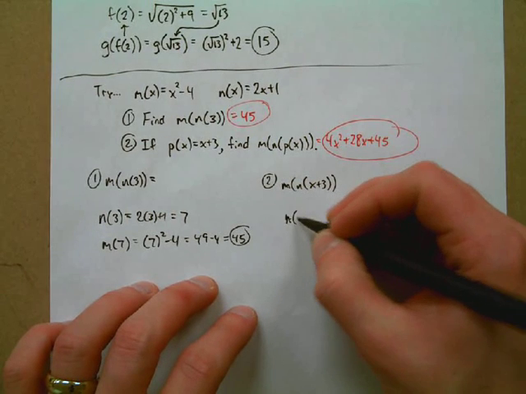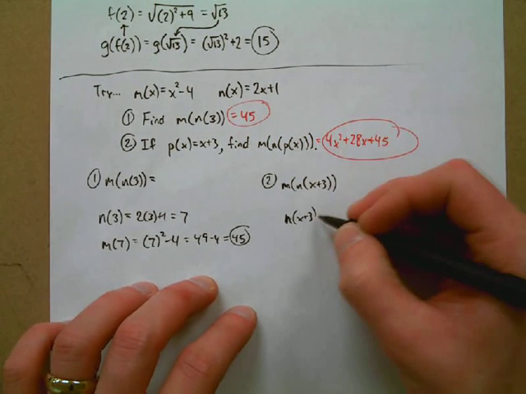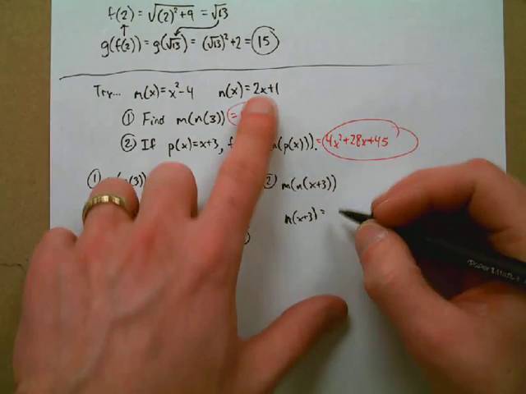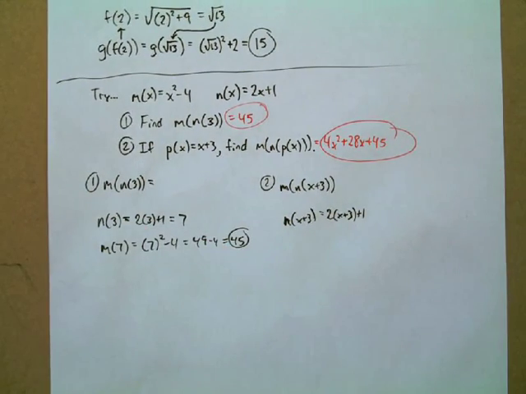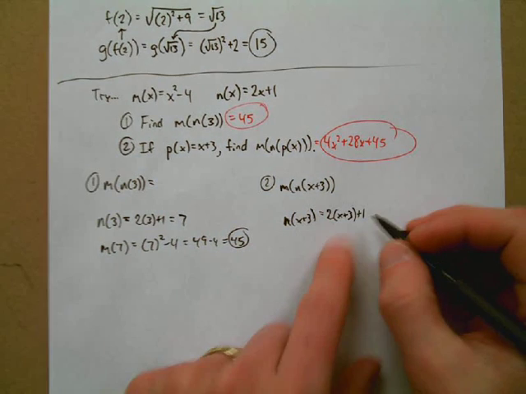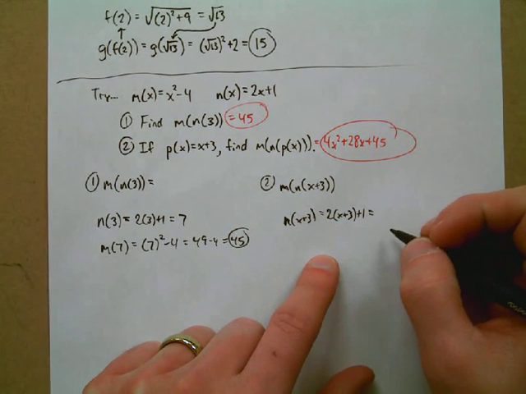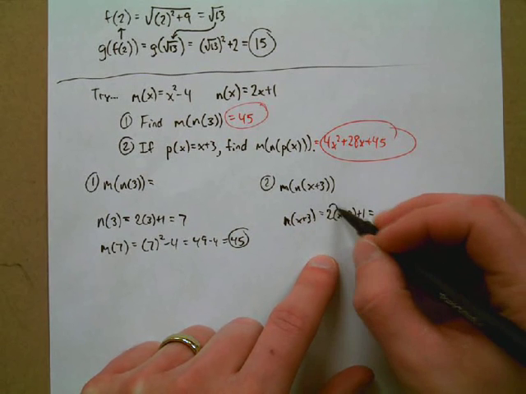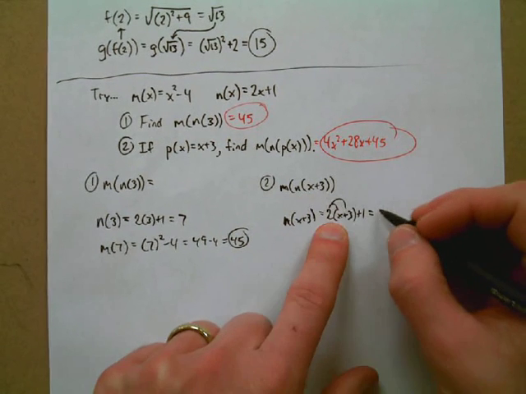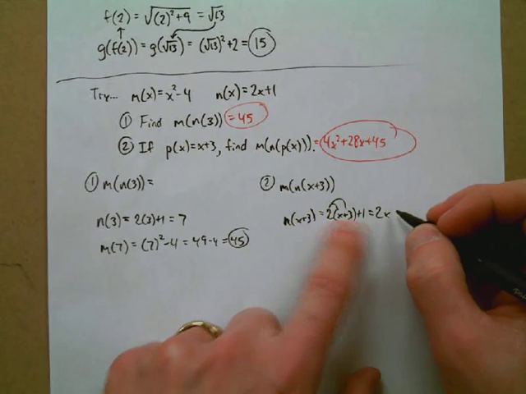Yeah, exactly right. 2 distributes to the x, 2 distributes to the 3, so we get 2x plus 6, but then the plus 1 makes it plus 7. And then we want to evaluate m of that 2x plus 7. So it's 2x plus 7 quantity squared minus 4. And then what did you get when you squared out that 2x plus 7?